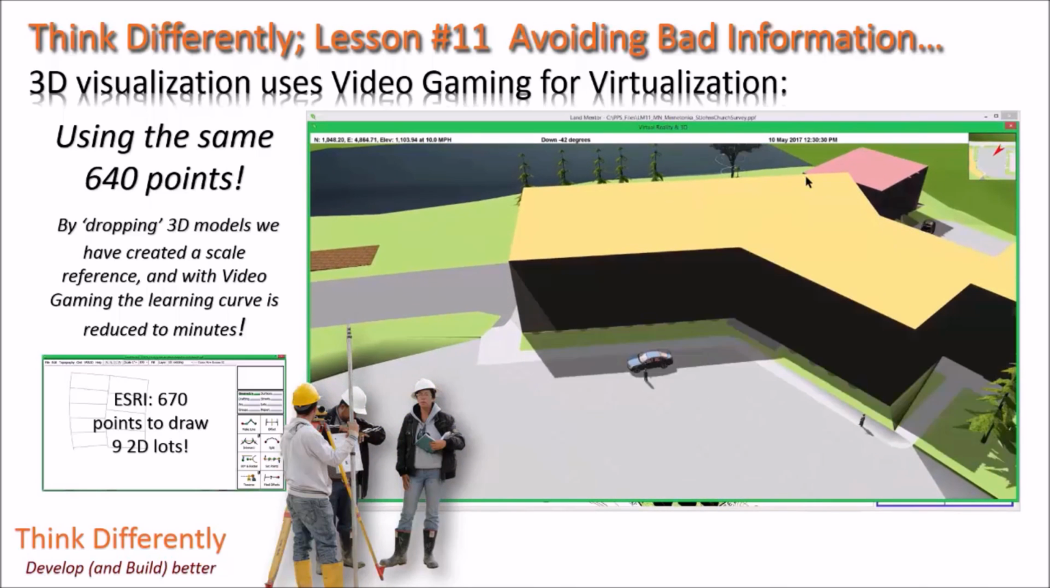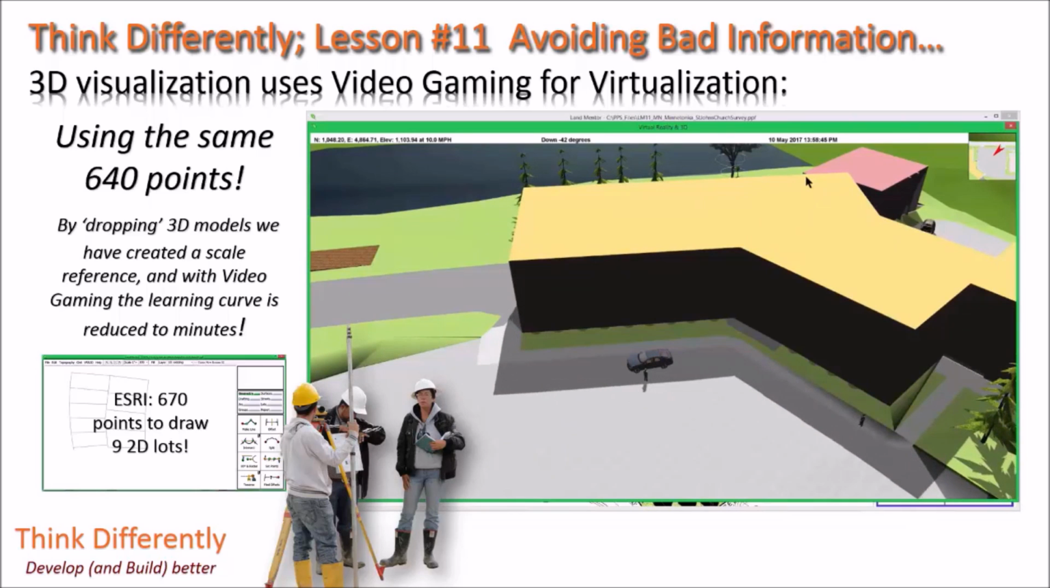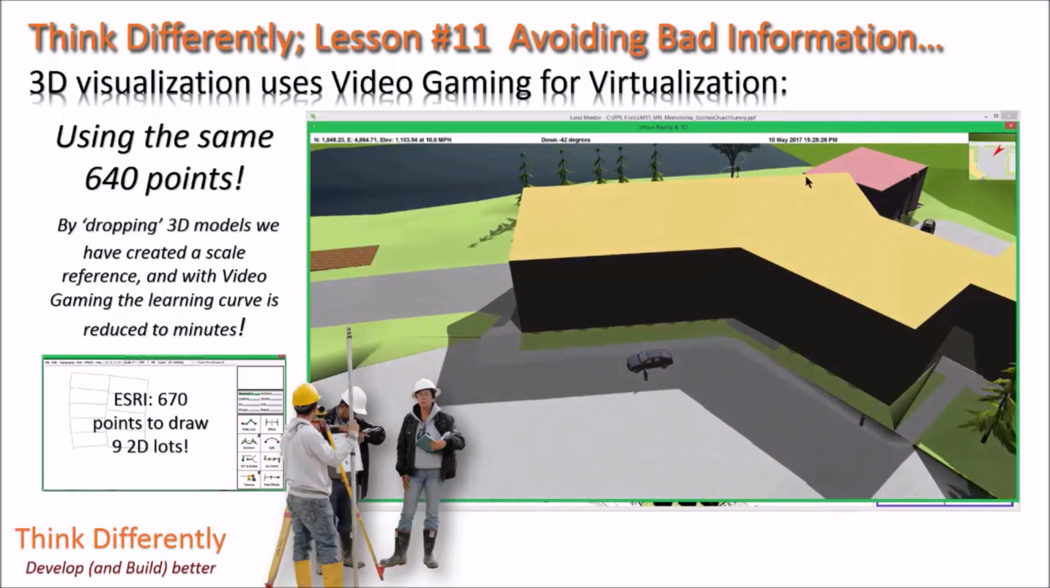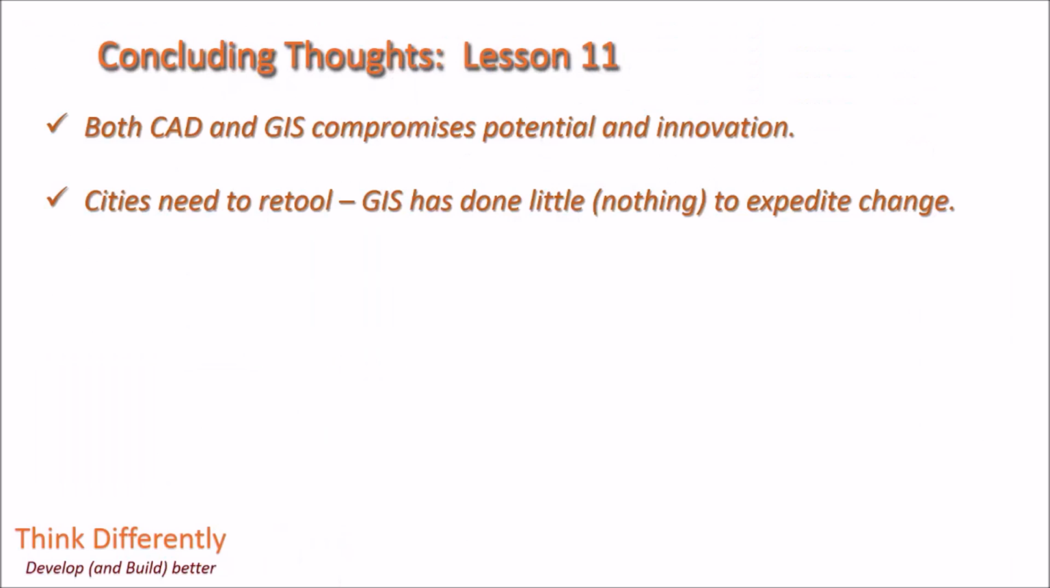So we wanted to take this lesson to demonstrate why you need to learn this system to further your career, because what's out there is not going to do it. So the concluding thoughts for Lesson 11: both CAD and GIS compromise your career, because you're going to need to use CAD or GIS otherwise.